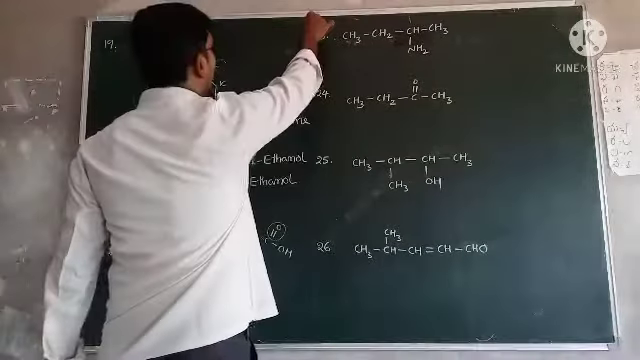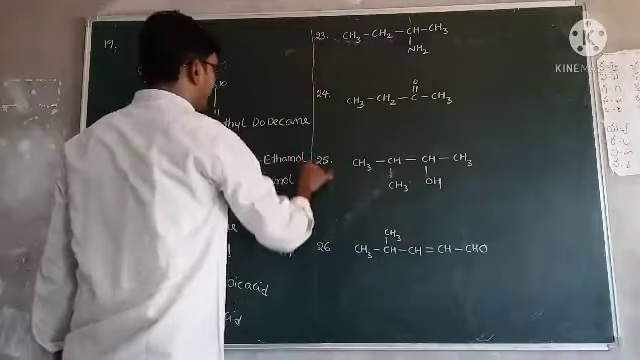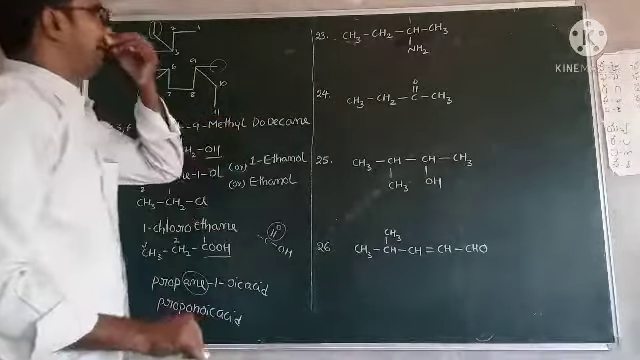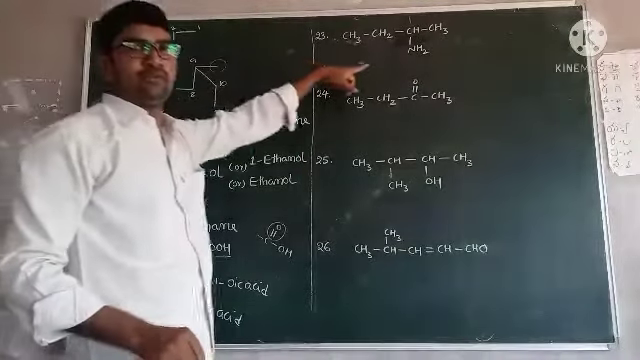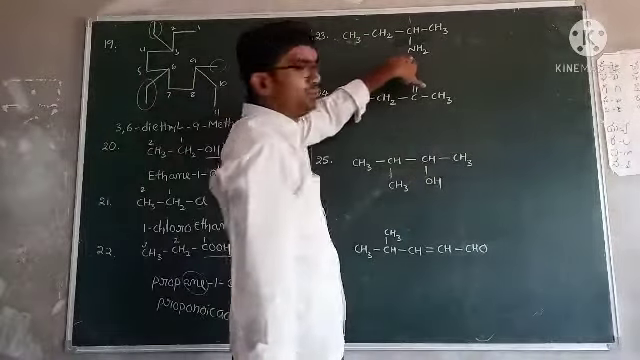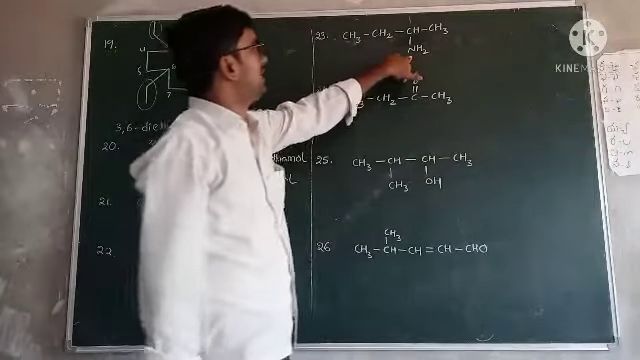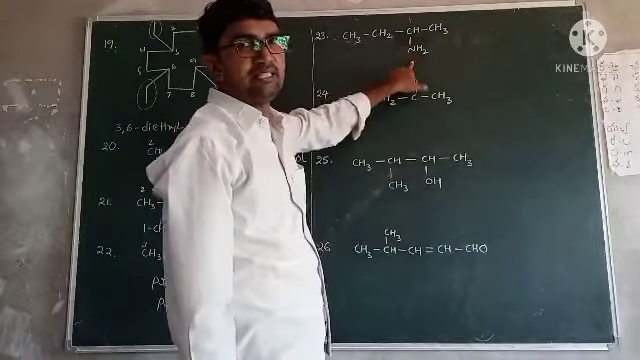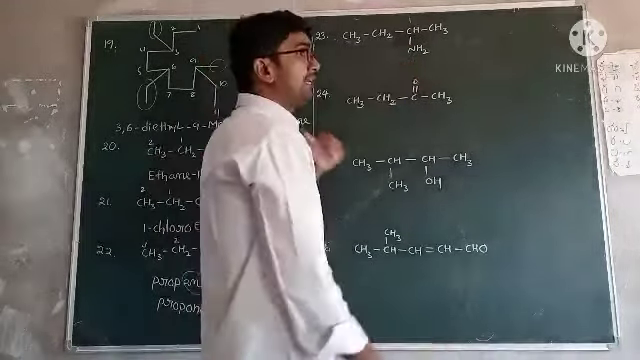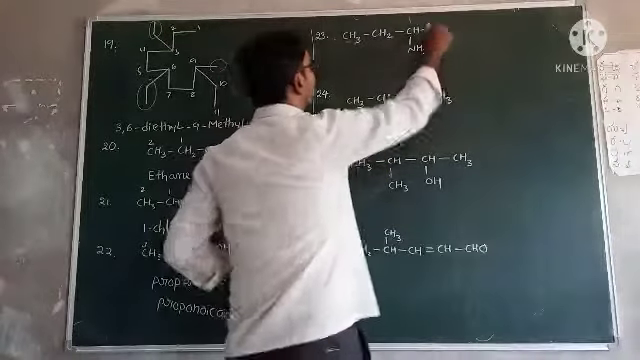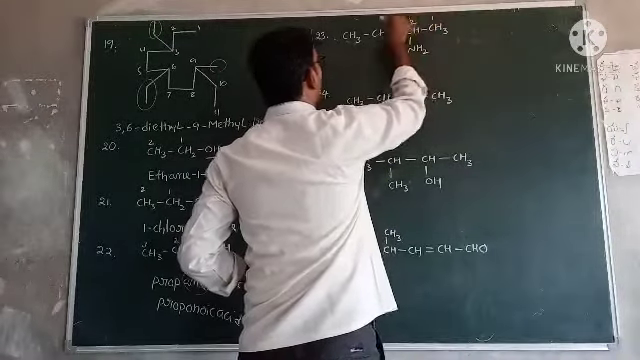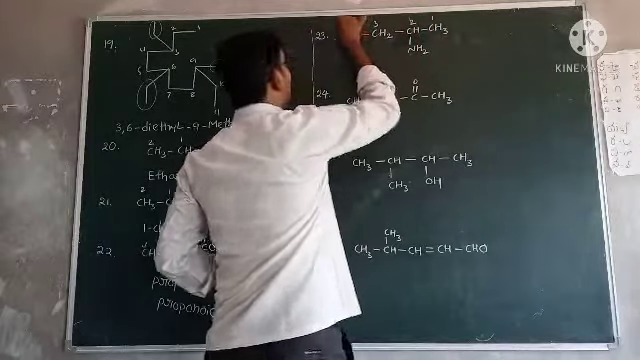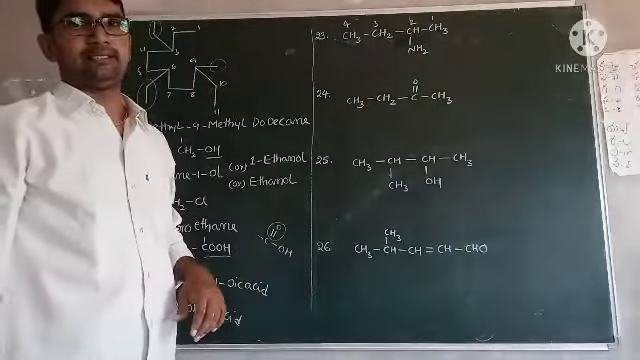Now come to the 23rd one. Is there any functional group? Yes, one functional group, that is NH2. This NH2 is attached to this carbon. Based on this NH2, give the numbering and follow the lowest rule. So 1, 2, 3, 4. Okay, right.